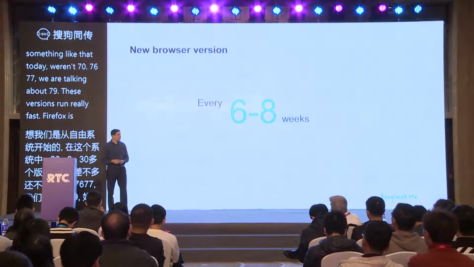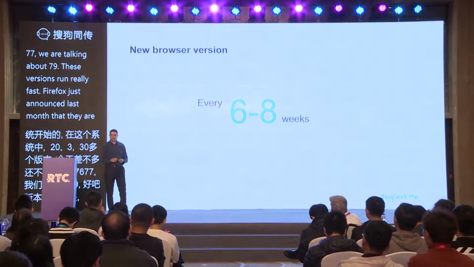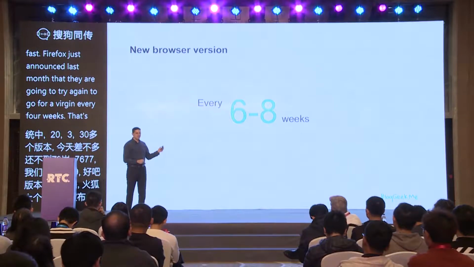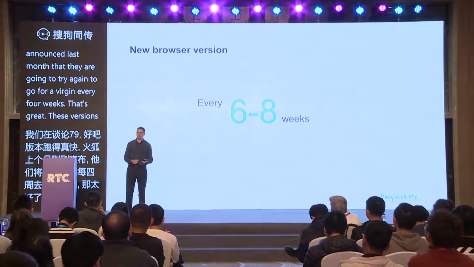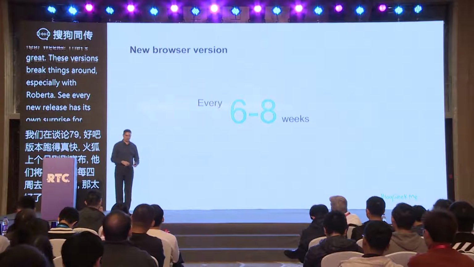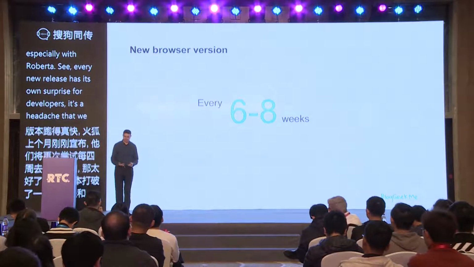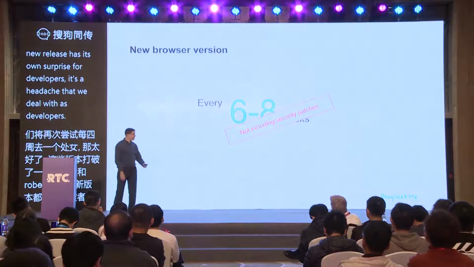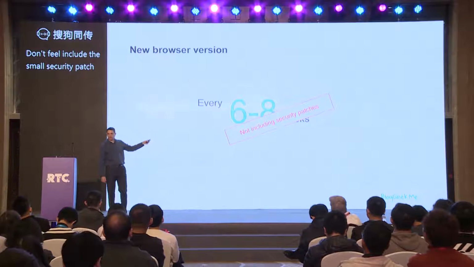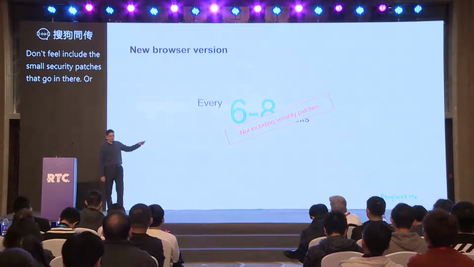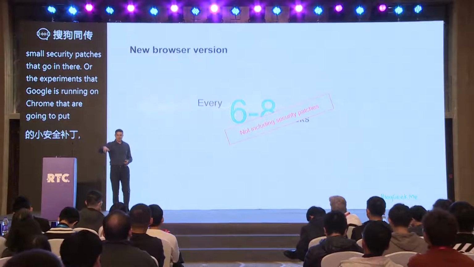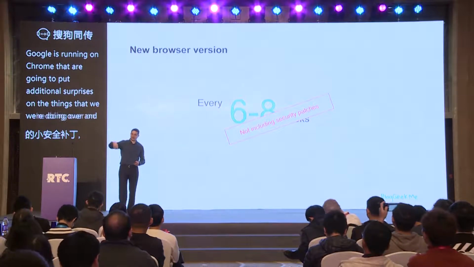Firefox just announced last month that they are going to try again to go for a version every 4 weeks. That's great. These versions break things around, especially with WebRTC. Every new release has its own surprise for developers. It's a headache that we deal with as developers. And the thing is, all of these releases don't really include the small security patches that go in there, or the experiments that Google is running on Chrome that are going to put additional surprises on the things that we're doing over and over again.